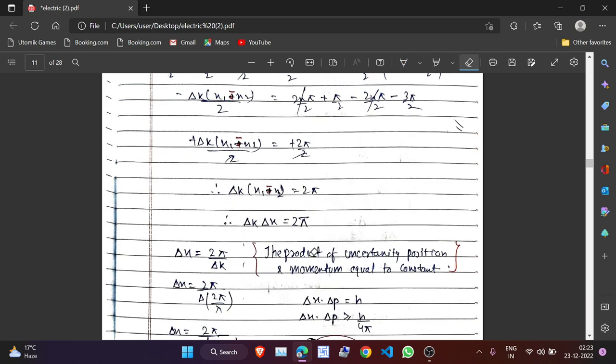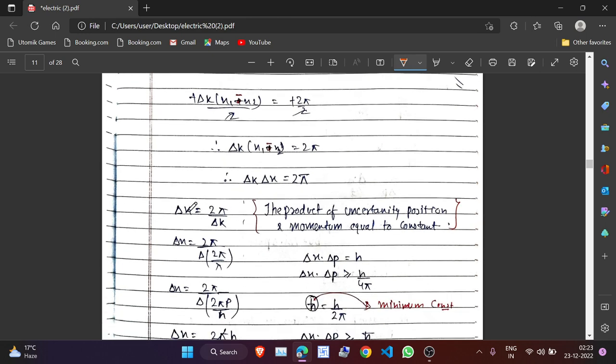Here we can conclude that the product of the uncertainty of position and momentum equals a constant. No, it is not momentum, I know. But you can further solve it: delta x is equal to 2 pi upon delta k. In place of k we can write k is equal to omega upon lambda.